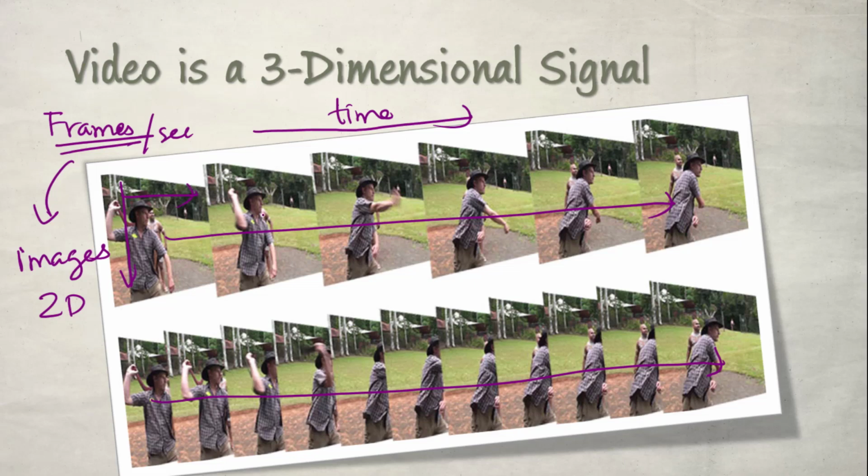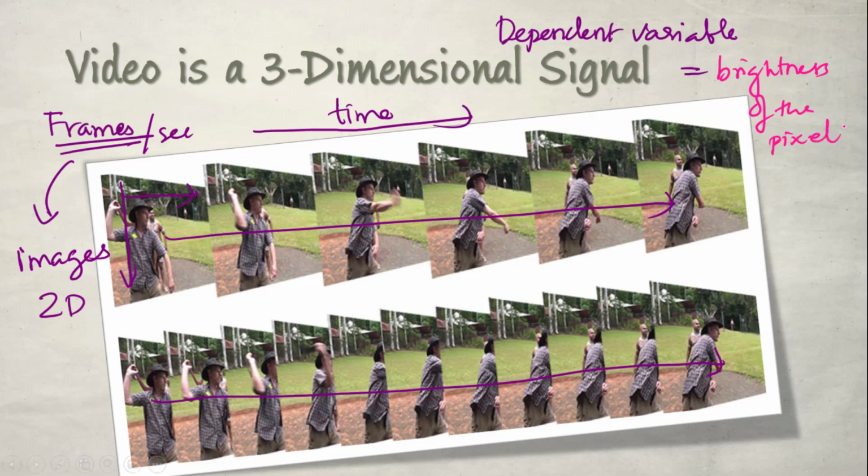So we can say that in the case of a video, a pixel, so here the dependent variable, what is a dependent variable here? Here the dependent variable is the brightness or intensity of the pixel, right? So this brightness of the pixel is varying with respect to time and with respect to position, or space. So video can be considered as a three-dimensional signal.